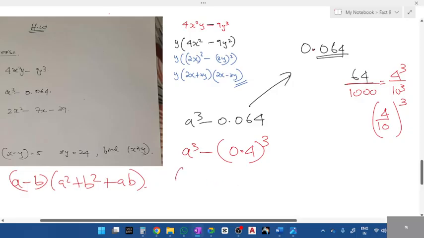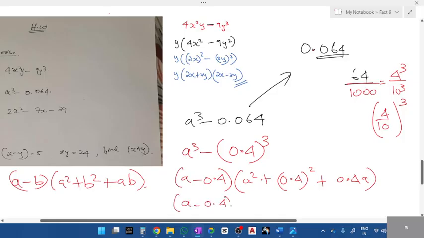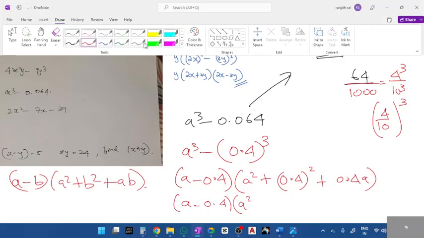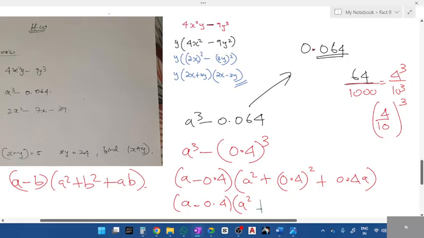So what is the a minus b value? a minus 0.4. I've written it in between. In the middle, I have written it, right? Okay, let me write it like this. 0.4a plus. What is 0.4 into 0.4, students?